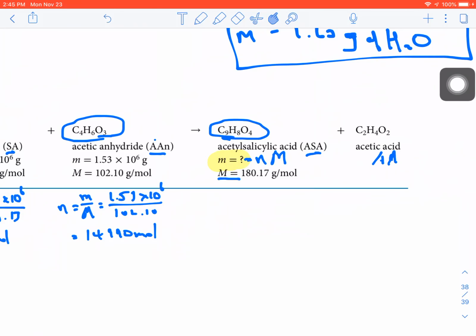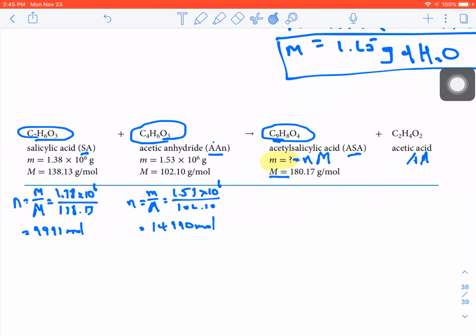So before I start, I want to make sure that this is balanced. I'm going to count my carbons. I've got 7 and 4 is 11 carbons on this side. 9 and 2 is 11 carbons on this side. This is looking good. 6 and 6 is 12 hydrogens. 8 and 4, there's 12 hydrogens. And I have 3 and 3 oxygens at 6. And 4 and 2 oxygens at 6. So it's perfectly balanced already. And notice that it's 1 to 1 to 1 to 1. That's my balanced equation.